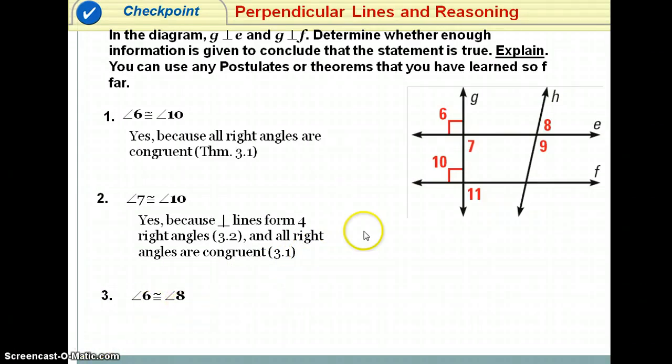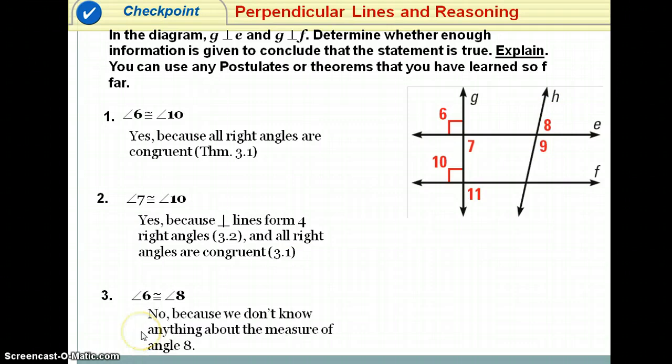Angle 6 and angle 8. Well, here's 6, right angle. Here's 8. What do you know about it? A whole lot of nothing is what you know about it. So, we can't say those are congruent. We have to say no because we don't know anything about the measure of angle 8.